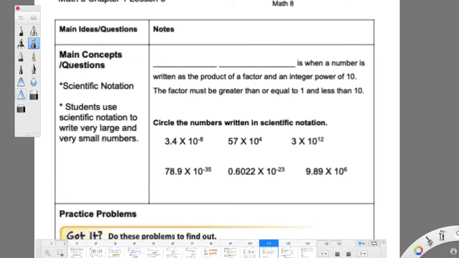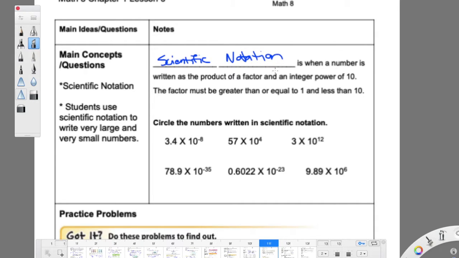It's more convenient to look at for these large numbers, especially if we're starting to look at exponents of -35 or -23. Okay, that's a lot of digits to have to look at if we had this written out in standard form. All right, so blank blank is when a number is written as a product of a factor and an integer power of 10. So this is kind of the math definition, definitely, of scientific notation.